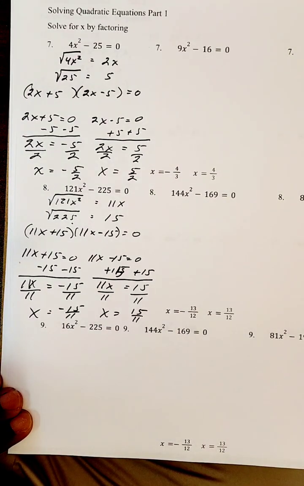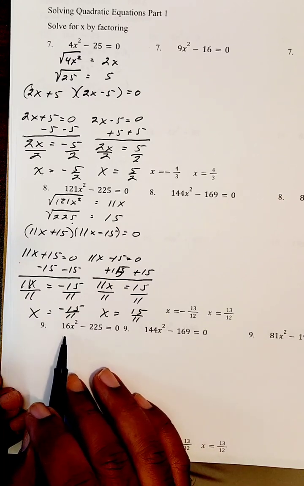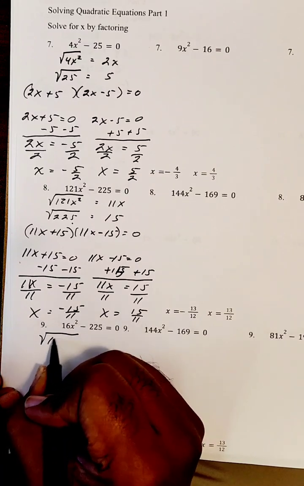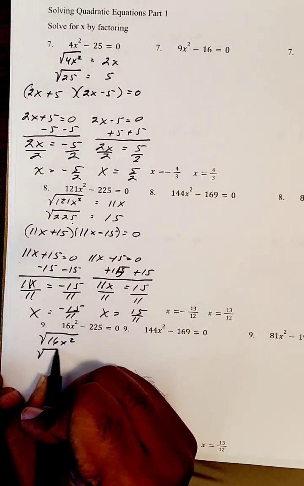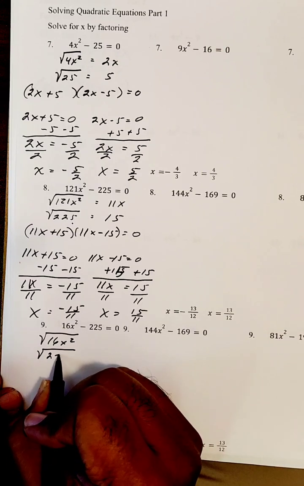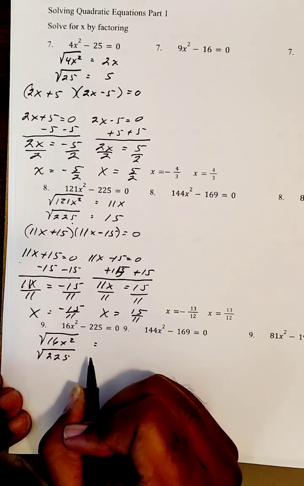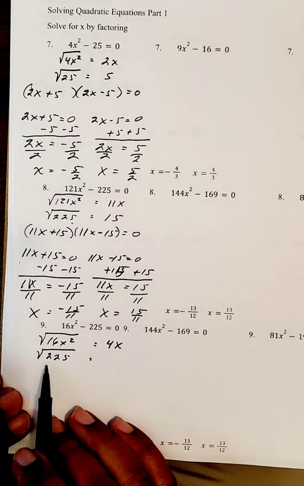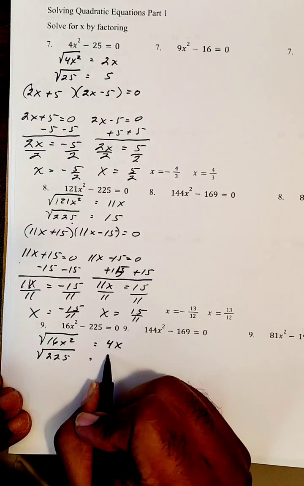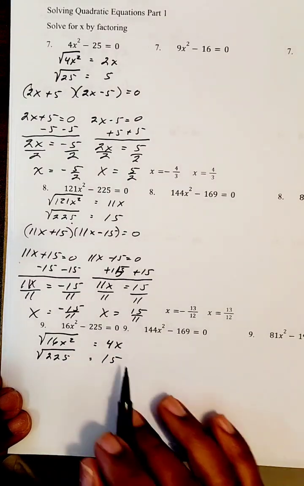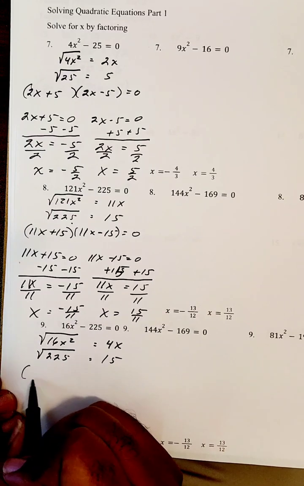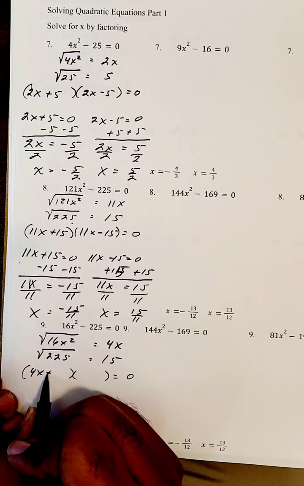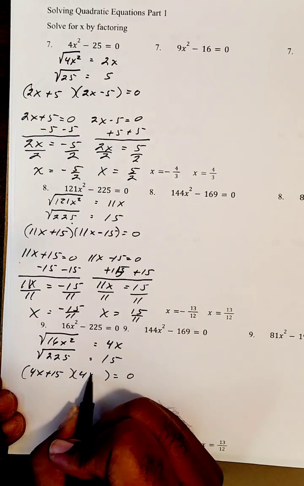Okay, let's see here. We have 6. Okay, let's take the square root of 16x squared and the square root of 225. Square root of 16x squared is going to be 4x. Square root of 225, which we've done before, is going to be 15. So we're going to write these two terms inside conjugates, set equal to 0. So we'll get 4x plus 15 times 4x minus 15.